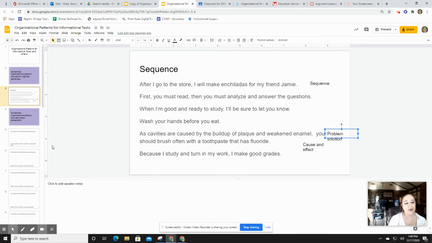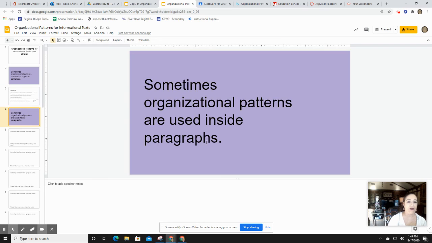In the next lesson, we'll dig into how the organizational structure can be used inside of paragraphs themselves.